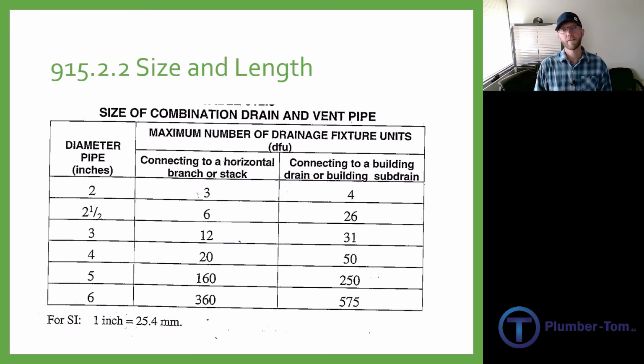As with our other venting systems, the combination waste and vent system does have a sizing table. So once again, we've got diameter pipe on the left. The second column gives us the maximum number of drainage fixture units that can connect to a horizontal branch or a stack. If it's connecting directly to a building drain, we have a larger drainage fixture unit value associated with that pipe. So you can see that on the third column.